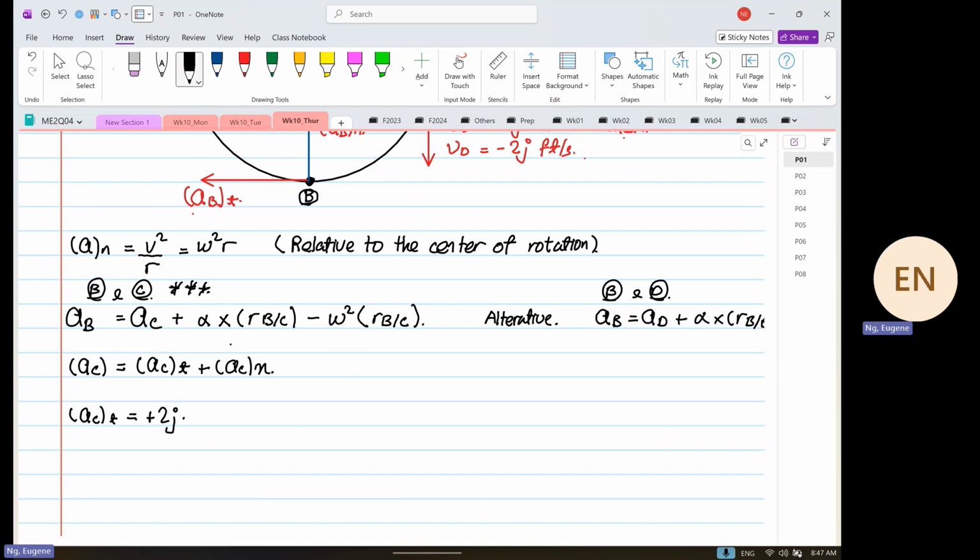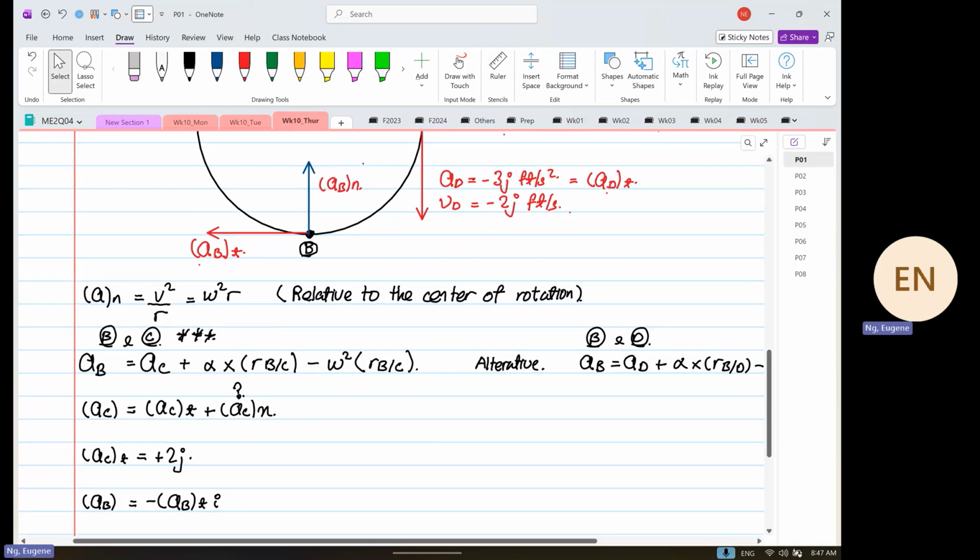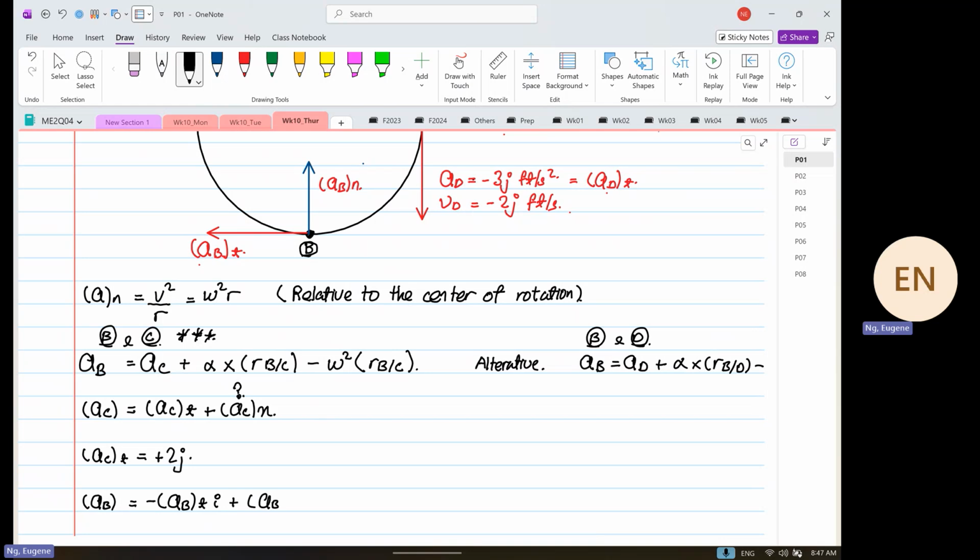We still cannot determine the normal component. We don't know that yet. Now, we look at acceleration at point B. Point B is going towards the left, so you have minus a_B^t in the i direction. And then a_B^n is pointing upwards towards the center of rotation, so this is equal to a_B^n in the j direction. So this information is important.